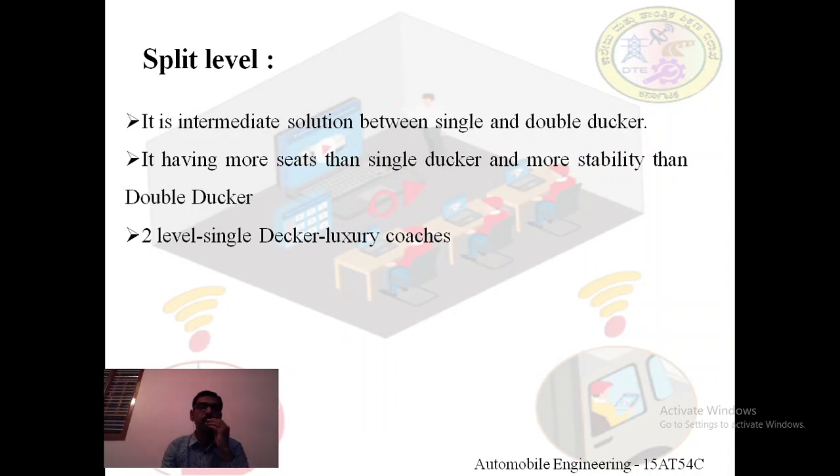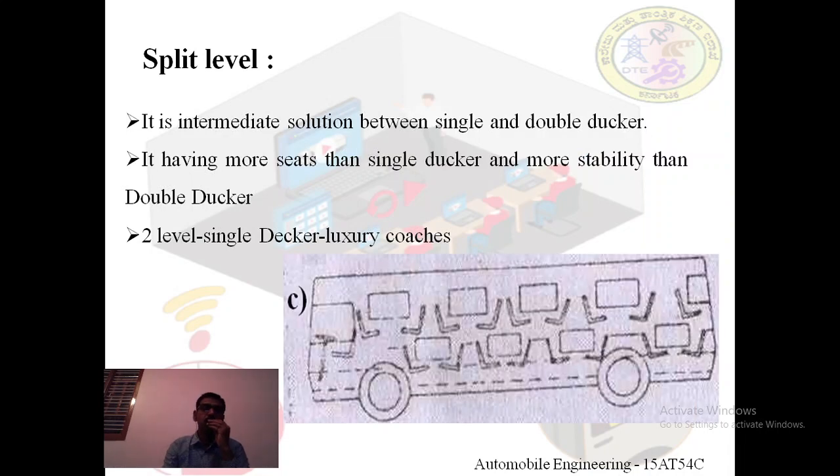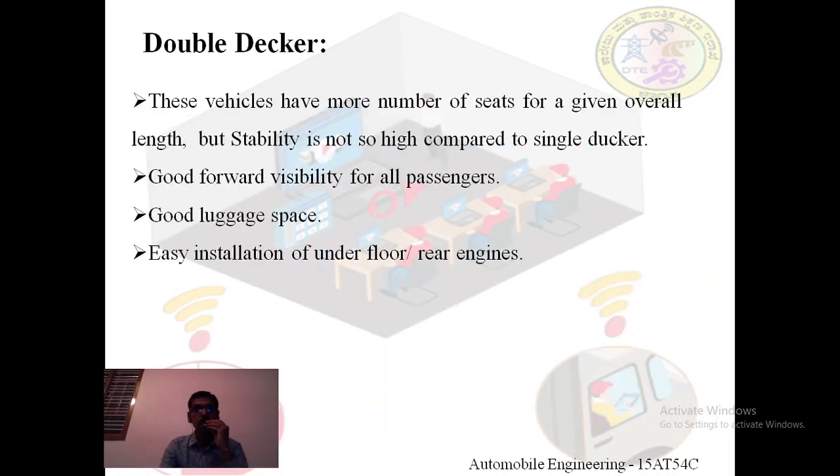Next, split level. It is an intermediate solution between single and double decker. It has more seats than a single decker and more stability than a double decker. In a split level, it has more stability than a double decker and more seats. Two level single decker luxury coaches.